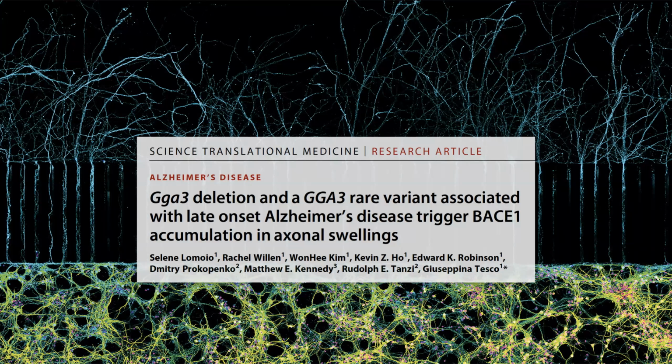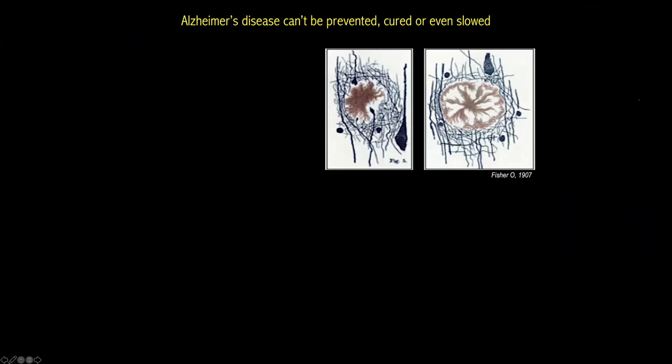The story I want to tell you today regards a paper that we recently published in Science Translational Medicine this past November, and is the story of how Gga3 regulates BACE1 axonal trafficking. In order to do that, I'd like to introduce a couple of concepts, or revise them for people who are already familiar with them.